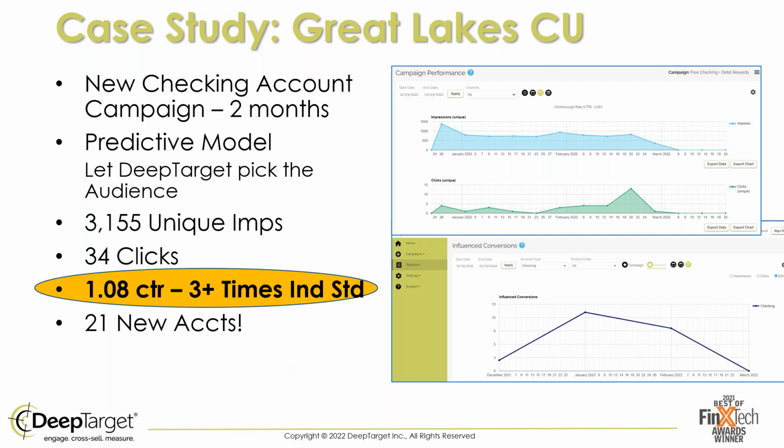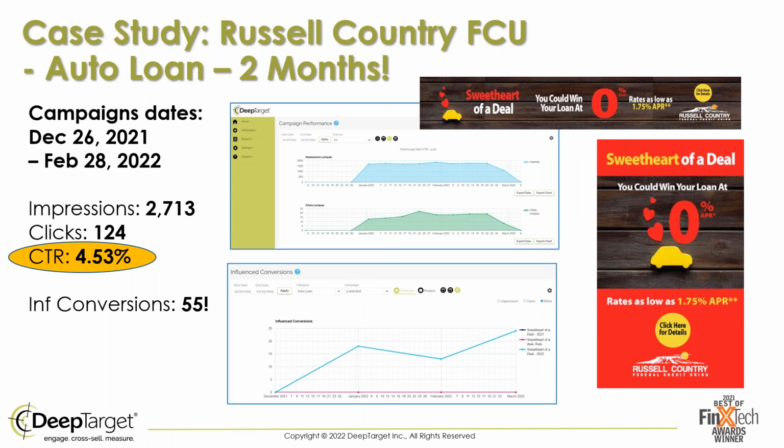Let's take a look at a second example. Russell Country Federal Credit Union, 4.53% click-through rate. Phenomenal results from a 2-month campaign. Great set of conversions. We're real proud of Julie there.